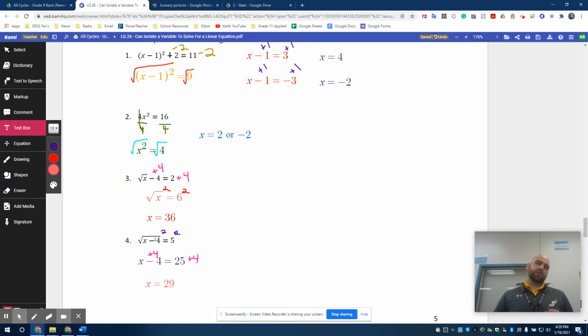Because it's underneath the square root, it's like it's in parentheses, and so we have to get rid of the parentheses first, just like we did in number 1 here. We got rid of those parentheses that were squared. We had to take the square root of the whole thing to come up with our answer, and then we work on the inside.